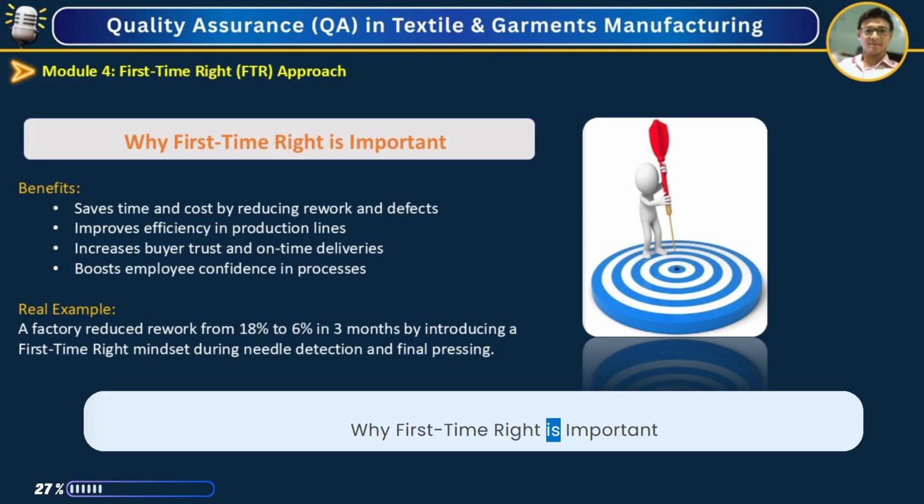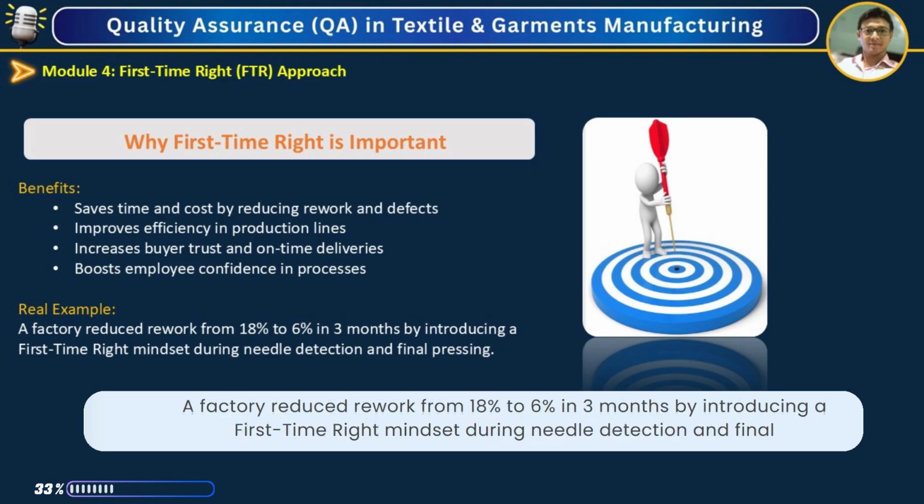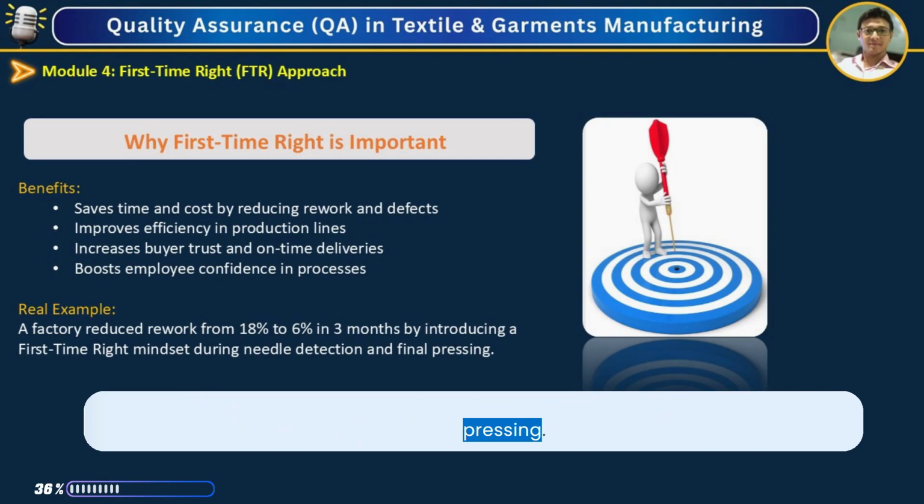Why first time right is important? Saves time and cost by reducing rework and defects. Improves efficiency in production lines. Increases buyer trust and on-time deliveries. Boosts employee confidence in processes. Real example: A factory reduced rework from 18% to 6% in 3 months by introducing a first-time right mindset during needle detection and final pressing.